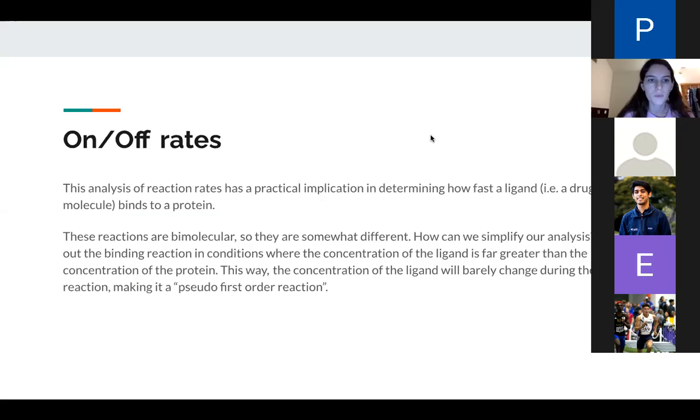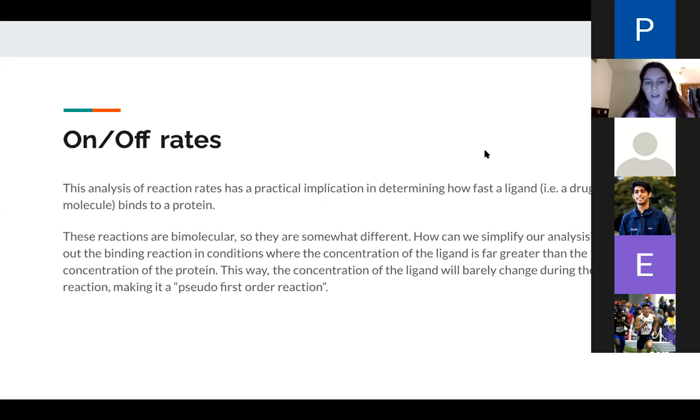And so this kind of analysis is really important. And one practical implication is using it to determine how fast a ligand binds to a protein. And so this could be a drug molecule or something else. And you can see how that might have importance in medicine or other fields. And so these reactions are bimolecular, which is different than the A to B reaction because it's the protein and ligand coming together. But we can simplify this analysis.